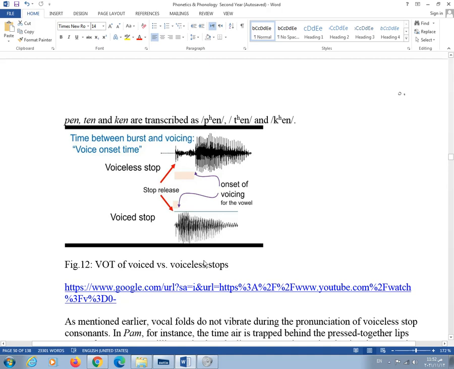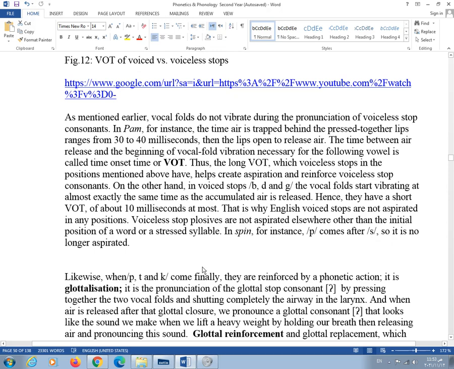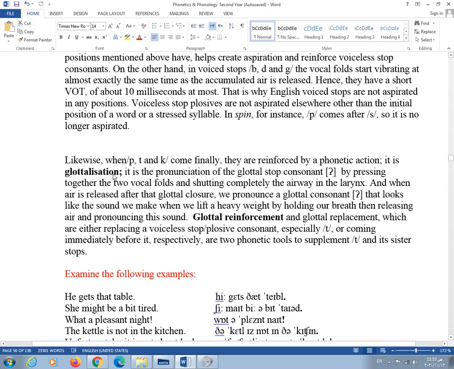Okay, and this happens only when we have a p, t, or k coming at the beginning of words. But if they are preceded by s, for example, in spin, we find that the time given to the release of aspiration is given to s, and that's why the p in Spain is not p. It's b, a normal, usual b. It's no longer aspirated.